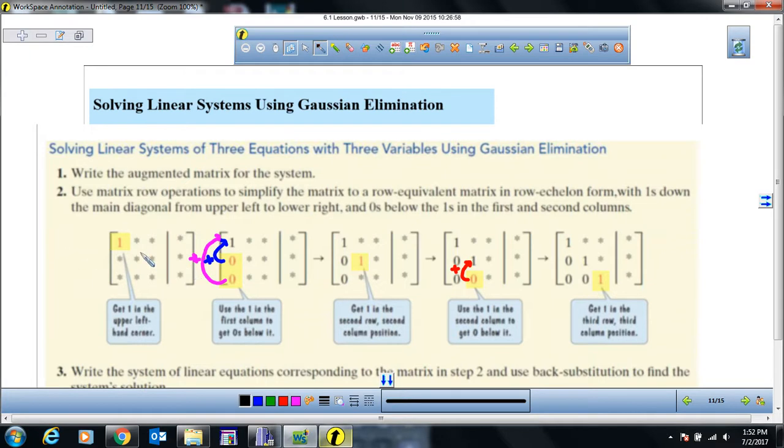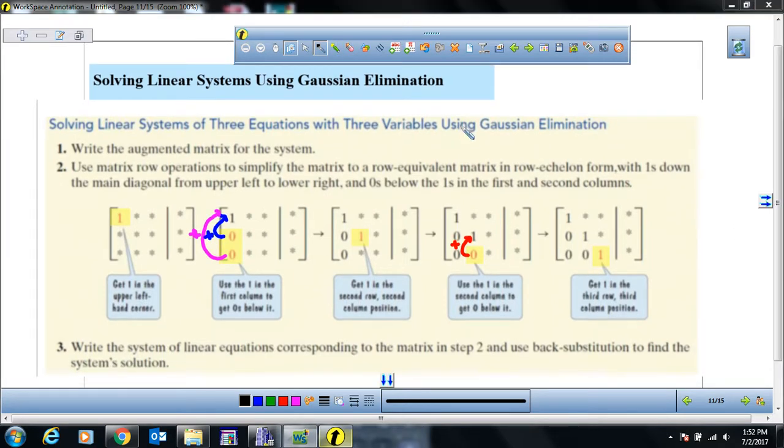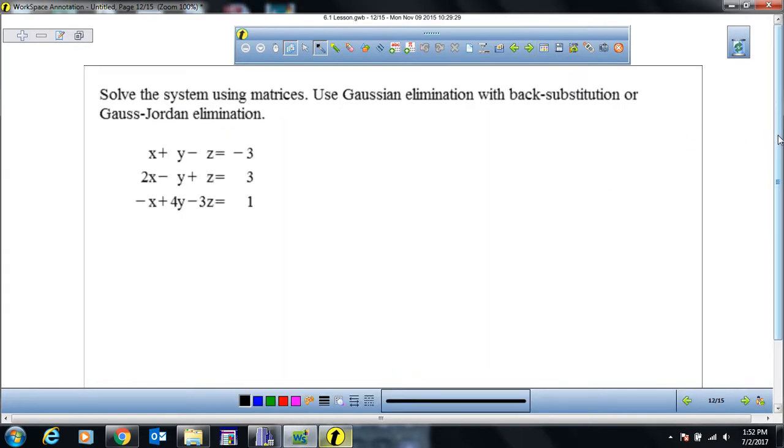So these are the 5 steps that we're going to follow to solve the system using the process called Gaussian elimination with back substitution. Now, I'm going to show you the back substitution part. So first of all, we're going to go through these 5 steps in the next problem, then I'm going to show you the back substitution. Okay, let's start with this.